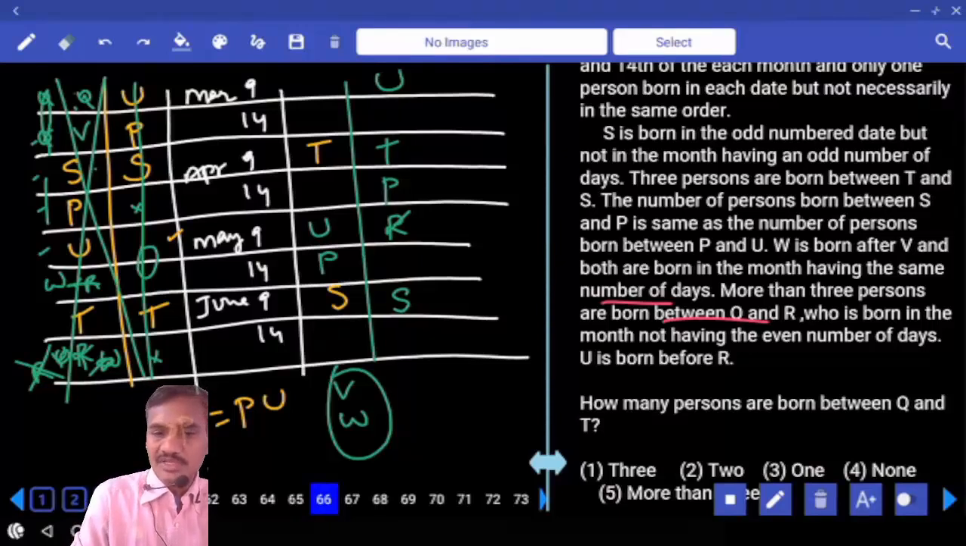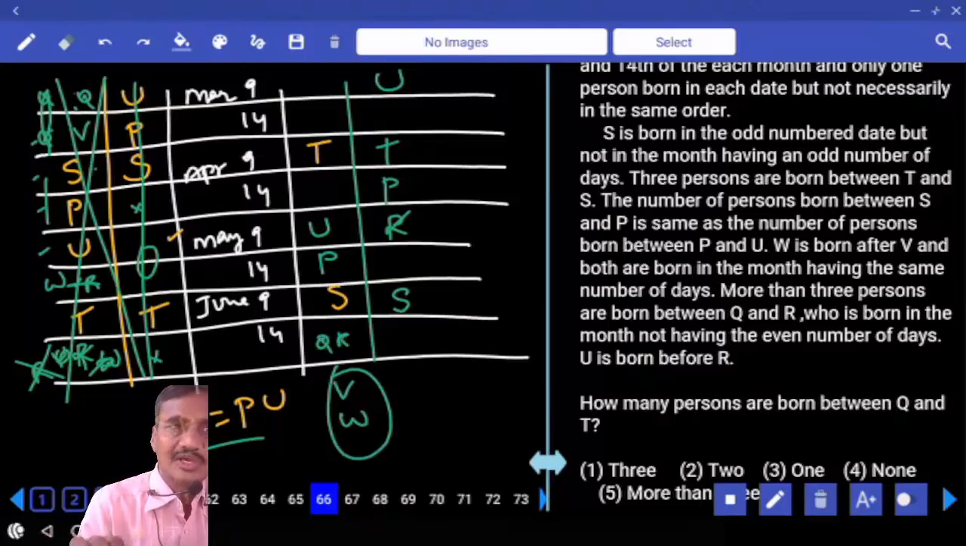Now coming back to the next possibilities here, where should we start? Now T and U, the number of persons between S and P, P and U is done. And more than 3 persons between Q and R, so one of these persons must be here. And more than 3 persons means 1, 2, 3, 4, hence Q and R must be here.